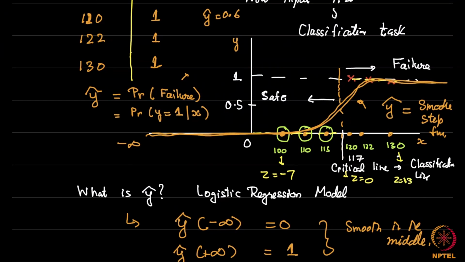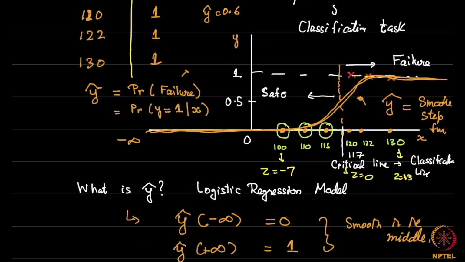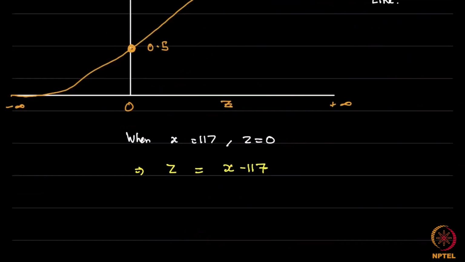Now what happens at z equal to minus 7? 1 by 1 plus e to the power plus 7. Okay. e to the power 7 is a reasonably sized number. It will be approximately, so 2 cube is 10, so this will be around 100. So 1 by 101. So the probability that this is a failure becomes approximately 1%. Similarly, when you come here, the probability that this is a success might become something like 99%. So which tells you that in case you define z as x minus 117, this would work.